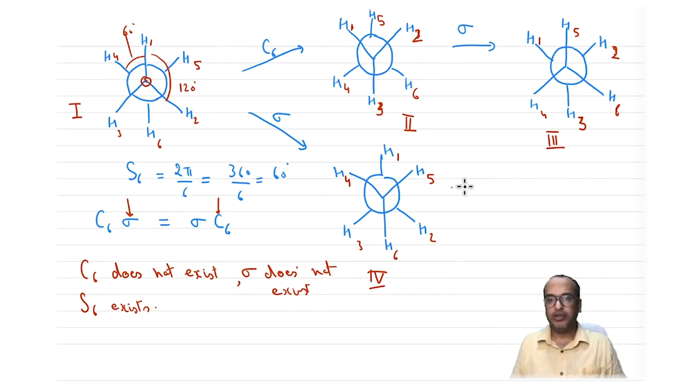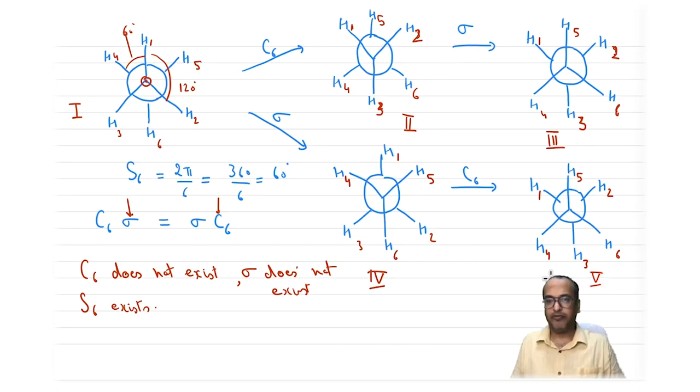Now if we do C6 on this, C6 means again a rotation by 60 degrees anti-clockwise. Now what will be the numbering? So 1 comes over here, and then 2 comes over here, 3 comes over here, and this will be 4, this will be 5, this will be 6. And now if we call it the fifth, you can easily see that the first, third and fifth are equivalent. Because first and fifth are equivalent, we can say that S6 exists. So this is verified again. And because third and fifth are equivalent, we can say that C6 sigma or sigma C6 are both equivalent. So that means the two operators are commuting, right?